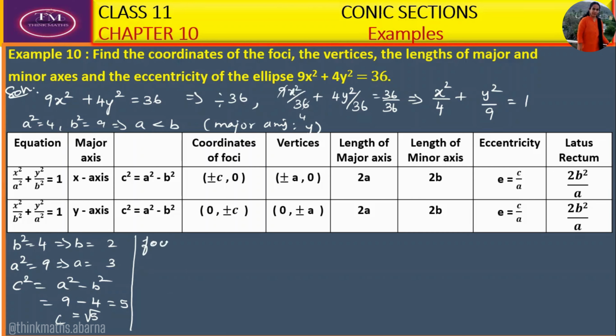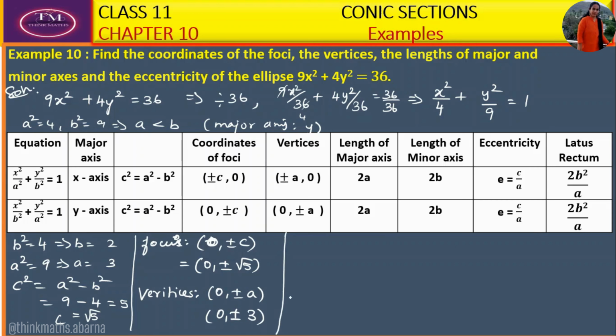So therefore foci. What is focus or foci? We have two foci in the ellipse, so we will write it in the plural, F-O-C-I, foci. So it is 0, comma, plus or minus c. As the major axis is in y, we will get 0, comma, plus or minus c, which is equal to 0, comma, plus or minus root 5. That is the foci. Next, vertices. Vertices is 0, comma, plus or minus a. So it is 0, comma, plus or minus 3.